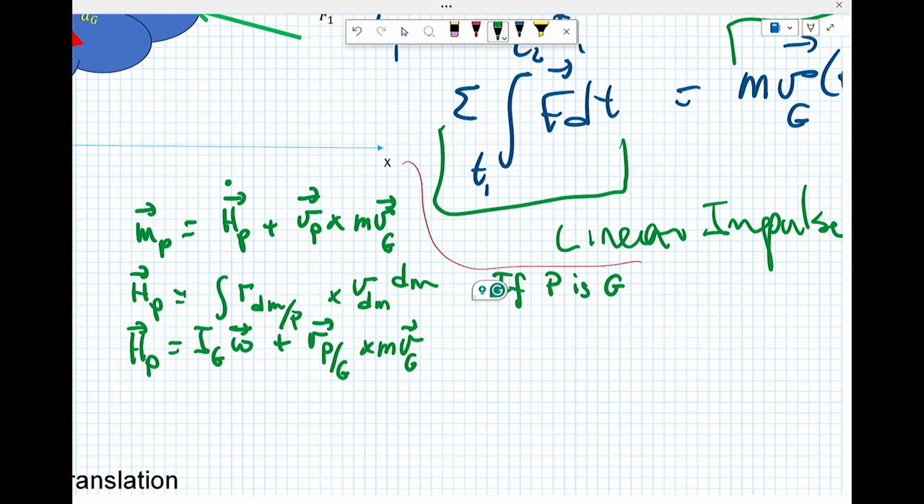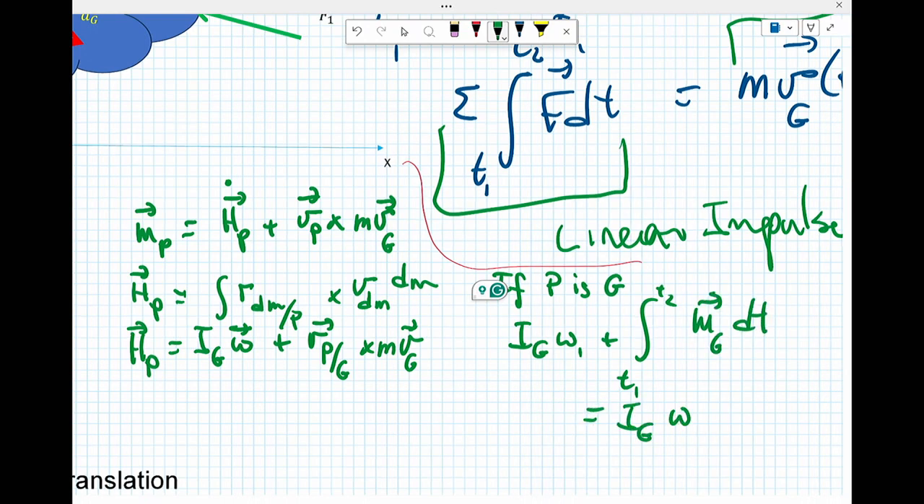if P is G, then I G omega 1 plus the integral from t1 to t2 of M G dt equals I G omega 2. And you can use that relationship. It's conservation of angular momentum. So here again, just as you had above, the initial angular momentum of the system plus the impulse delivered from moments is equal to the final angular momentum of the system.